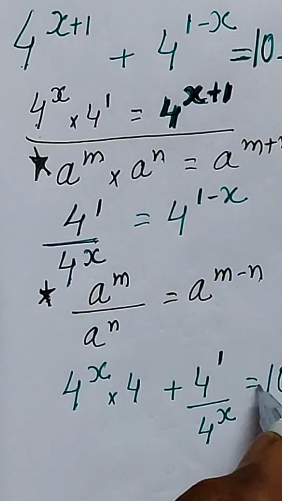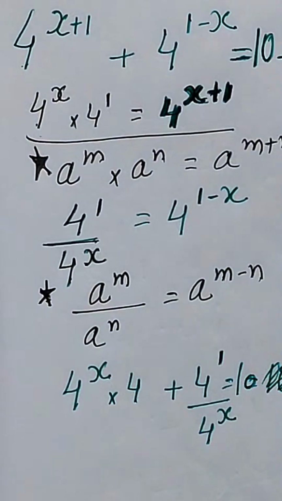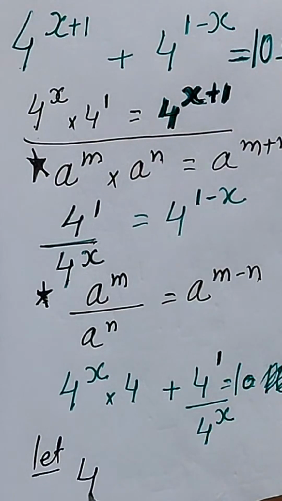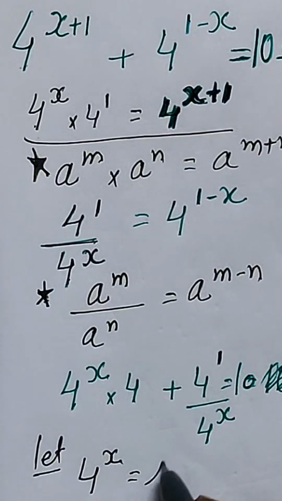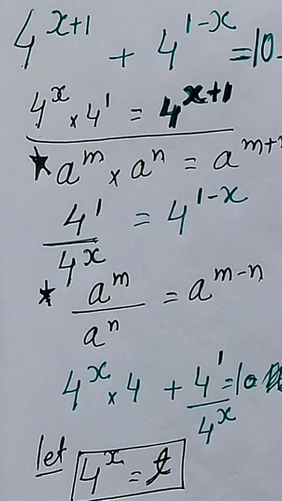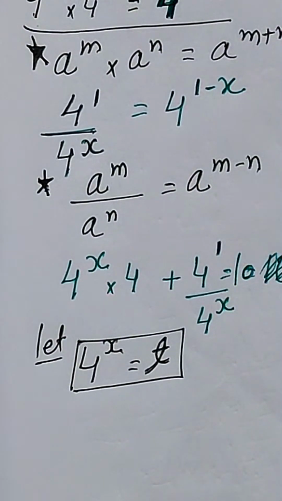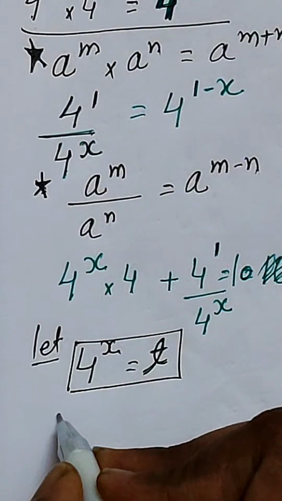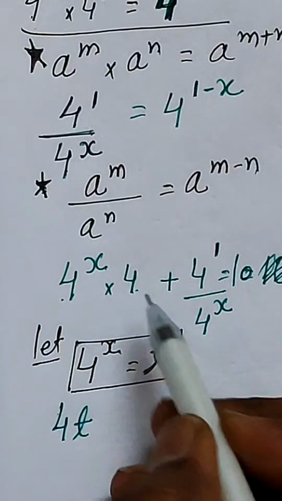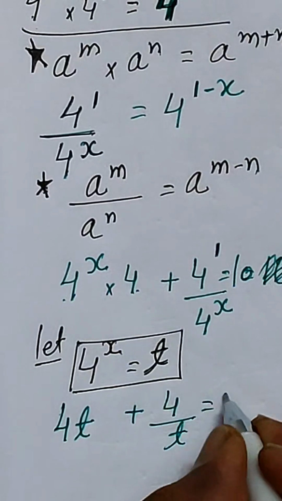Equal to 10, right? Now let us do one thing. Let us assume 4 power x is equal to t. When you assume it, our equation will look like 4t, because this is t and this is 4, plus 4 divided by t is equal to 10, isn't it?